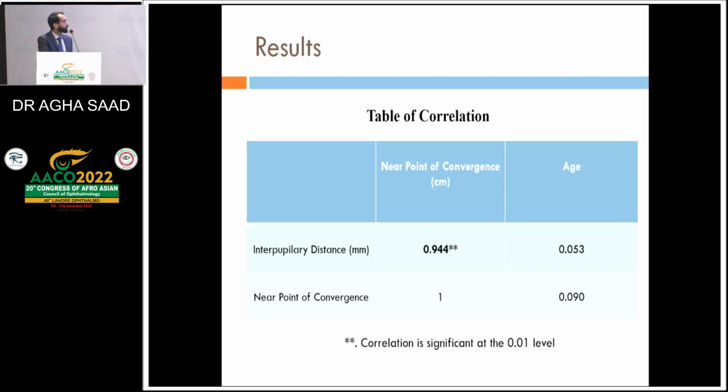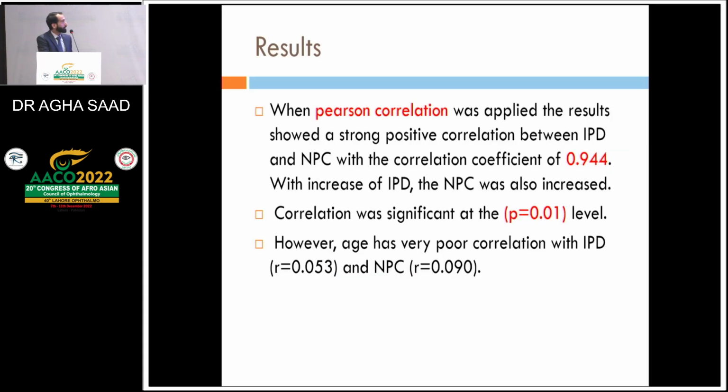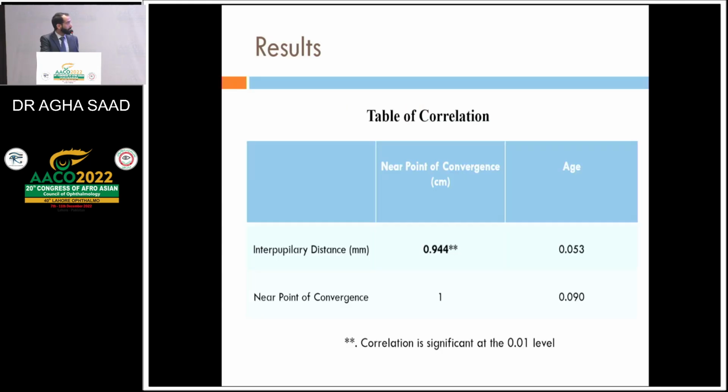When Pearson correlation was applied, the result showed that there is a strong positive correlation between interpupillary distance and near point of convergence, with a correlation coefficient of 0.944, which is a very strong correlation as I have discussed previously. With the increase of interpupillary distance, the near point of convergence also increased. Correlation was significant at the level of 0.01. However, age has poor correlation with IPD and near point of convergence.